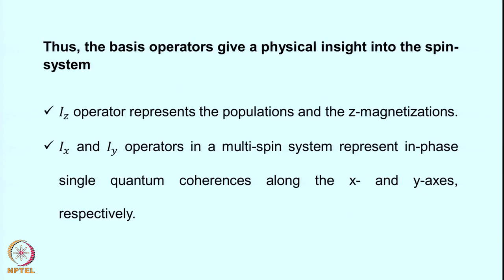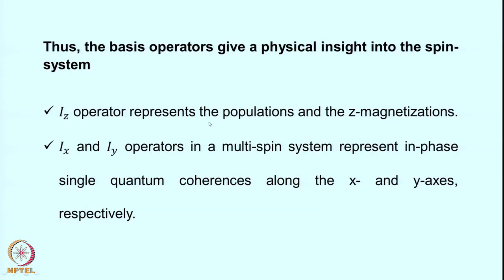Okay. So now to summarize all of this: the basis operators give a physical insight into the spin system, because we have seen what the individual operators are, how they are represented in the density operator, and which elements they represent. That gives us an indication of what the individual basis operators represent, and it is easy to calculate. The IZ operator represents the populations and the Z magnetizations. IX and IY operators in a multi-spin system represent in-phase single quantum coherences along the X and Y axis respectively.